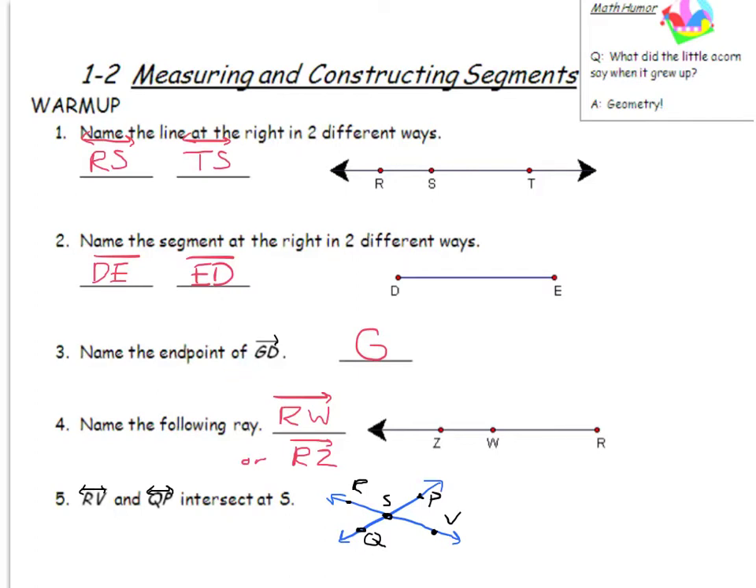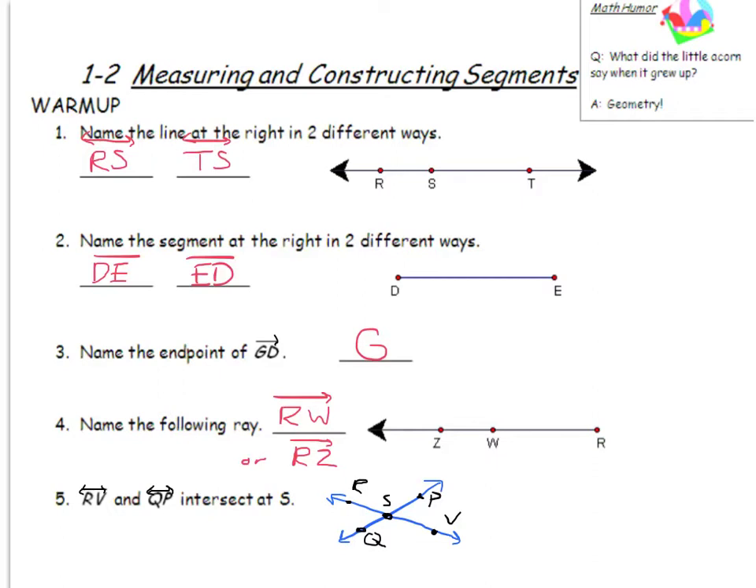Number 4, naming that ray, there are 2 possible ways in which you can name this ray. Either ray RW, or ray RZ. Make sure that you're always starting off with the endpoint of the ray. Please do not write ray RWZ. You do not use 3 points, you only use 2, just like in lines and segments.